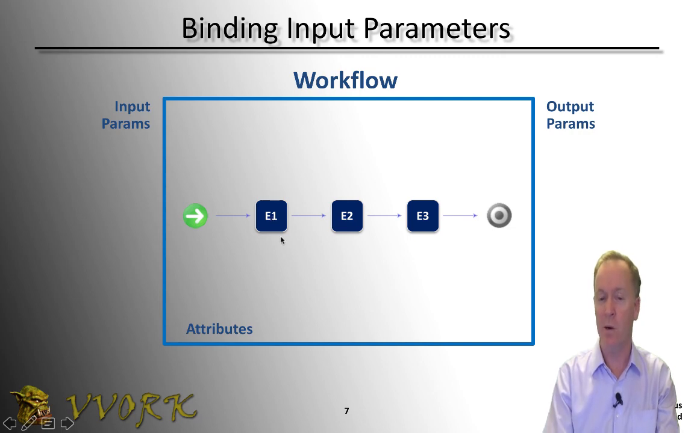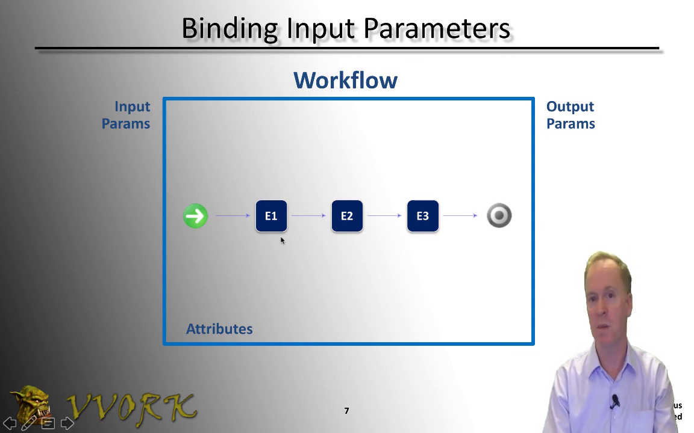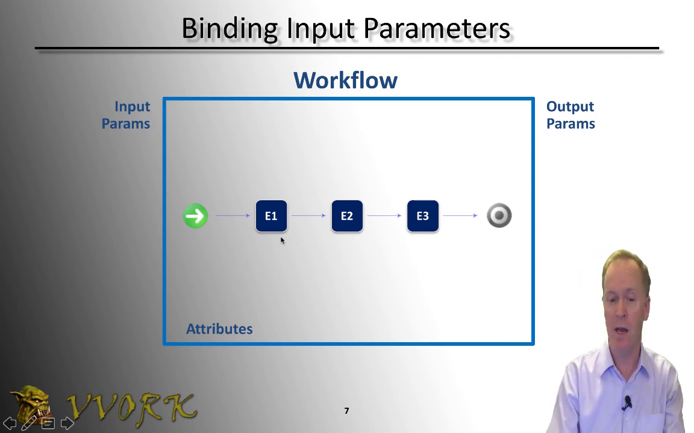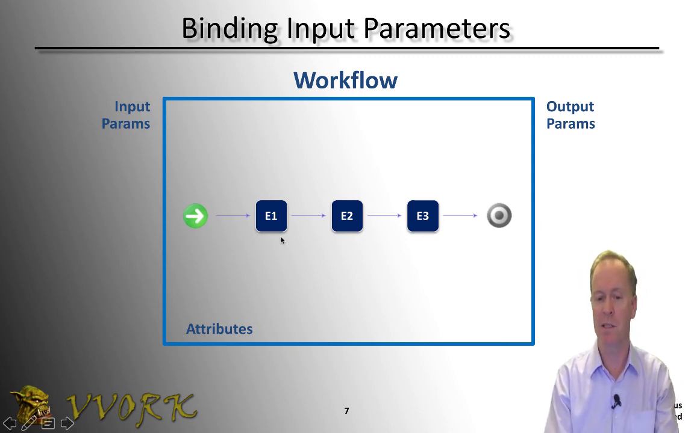Now, ultimately, these schema elements could be any type of schema element. They could be scriptable tasks. They could be workflow elements. They could be for each elements. They could be any type of element. All the different types of elements essentially allow you to do parameter binding. So we've got this workflow.